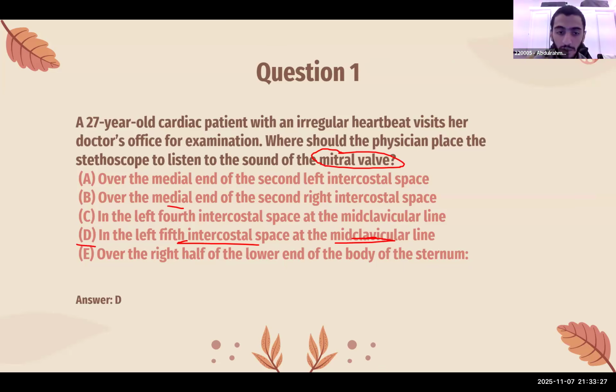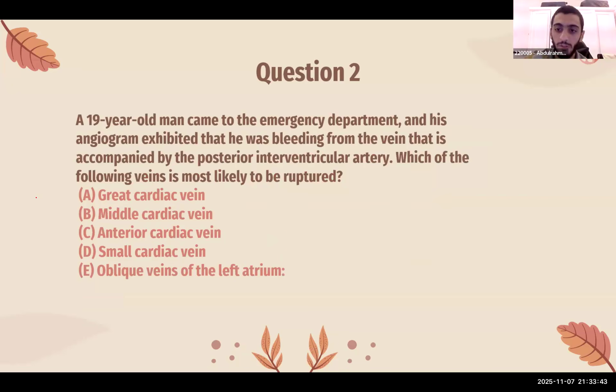Which one is heard on the medial end of the right intercostal space? Second right. The aortic, exactly. And then the other ones, if you know them, that's better to know. Okay, now here, a patient who has a posterior interventricular artery. What vein is running with the posterior interventricular artery? The middle cardiac vein, B, correct.